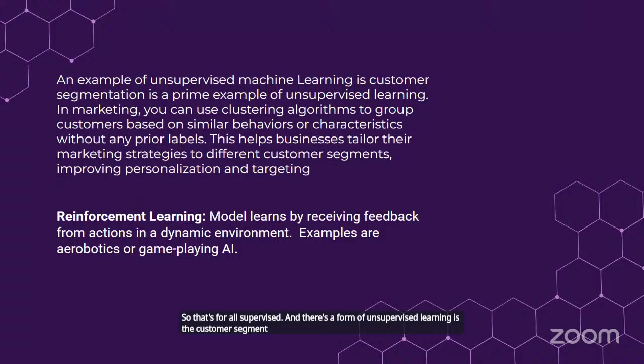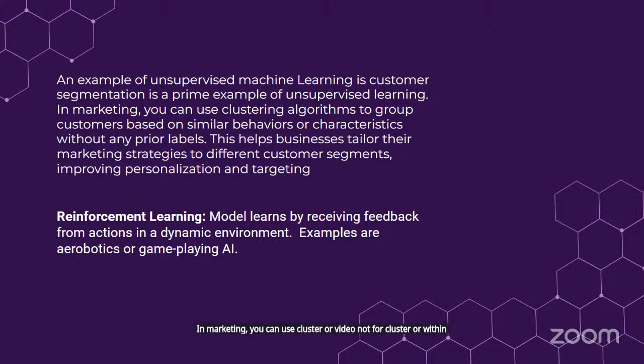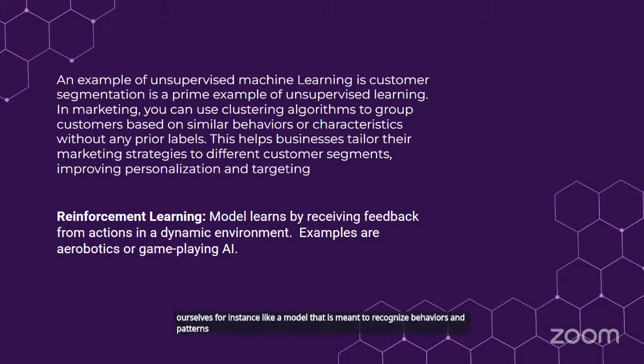An example of unsupervised learning is customer segmentation. For example, in marketing, you can use a cluster algorithm. Before we talk of cluster algorithms, this at this point may sound like an unfamiliar word. We'll come back to types of algorithms, but let's just continue. So in marketing, you can use a cluster algorithm to group customers based on similar behavior or characteristics without any prior label. Sometimes we want to use customer behavior characteristics, for instance, like a model that is meant to recognize behaviors and patterns, the same way we set up or program these models to function.